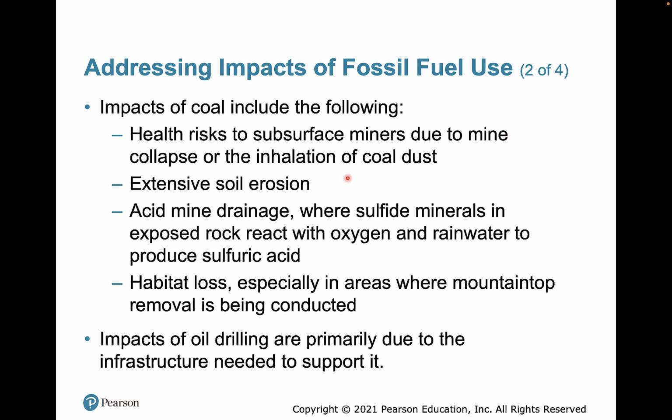Okay. When you do the mountaintop removal or the strip mining for coal or oil sands, you wind up losing a lot of soil. Acid mine drainage happens when you have sulfide minerals that were below the surface that were exposed when they did the mining to oxygen and rainwater. It produces sulfuric acid, which drops the pH of the water, and then organisms won't be able to survive. And then habitat loss.